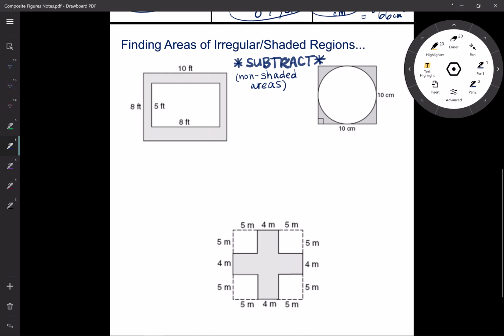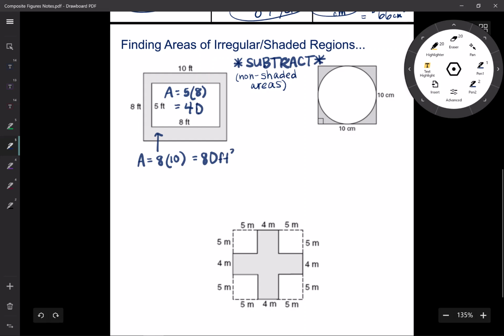So the large rectangle over here, the way I get their area is just 8 times 10. So that's 80. And the area in here is just 5 times 8, which is going to be 40. And these are both feet squared. So to get the area of this final shape, I just do 80 minus 40, because 40 feet squared is the area I'm taking away. And our final is 40 feet squared.